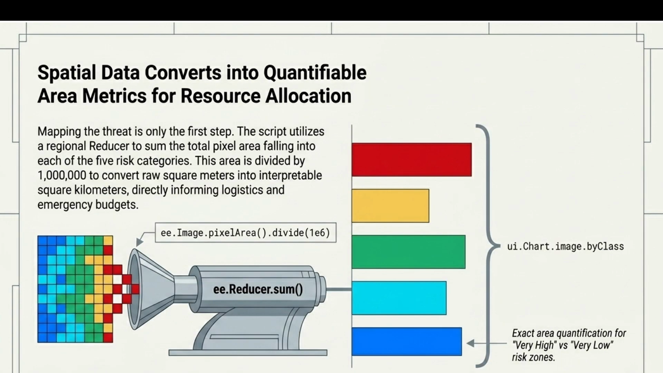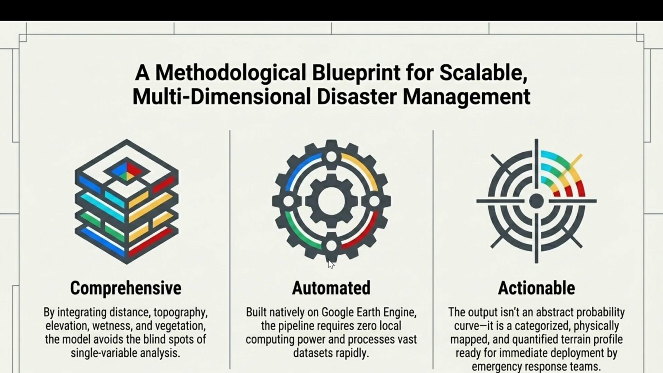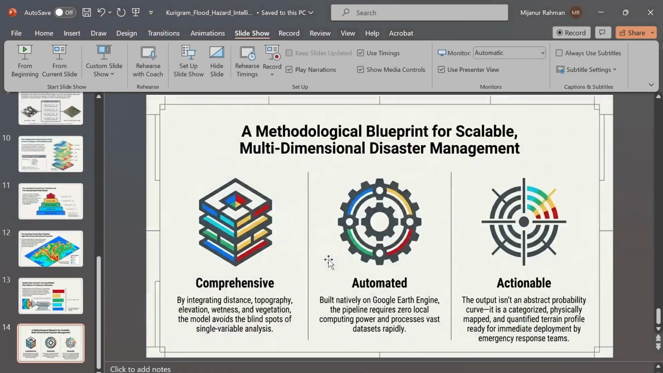Finally, the spatial data is converted into quantifiable form by computing the area, for example how much area is at high flood risk. We apply the ee.Image.pixelArea function and divide this value to get the result in square kilometer units. This mathematical blueprint is scalable, comprehensive, automated, and actionable. So let's try to discuss the code.